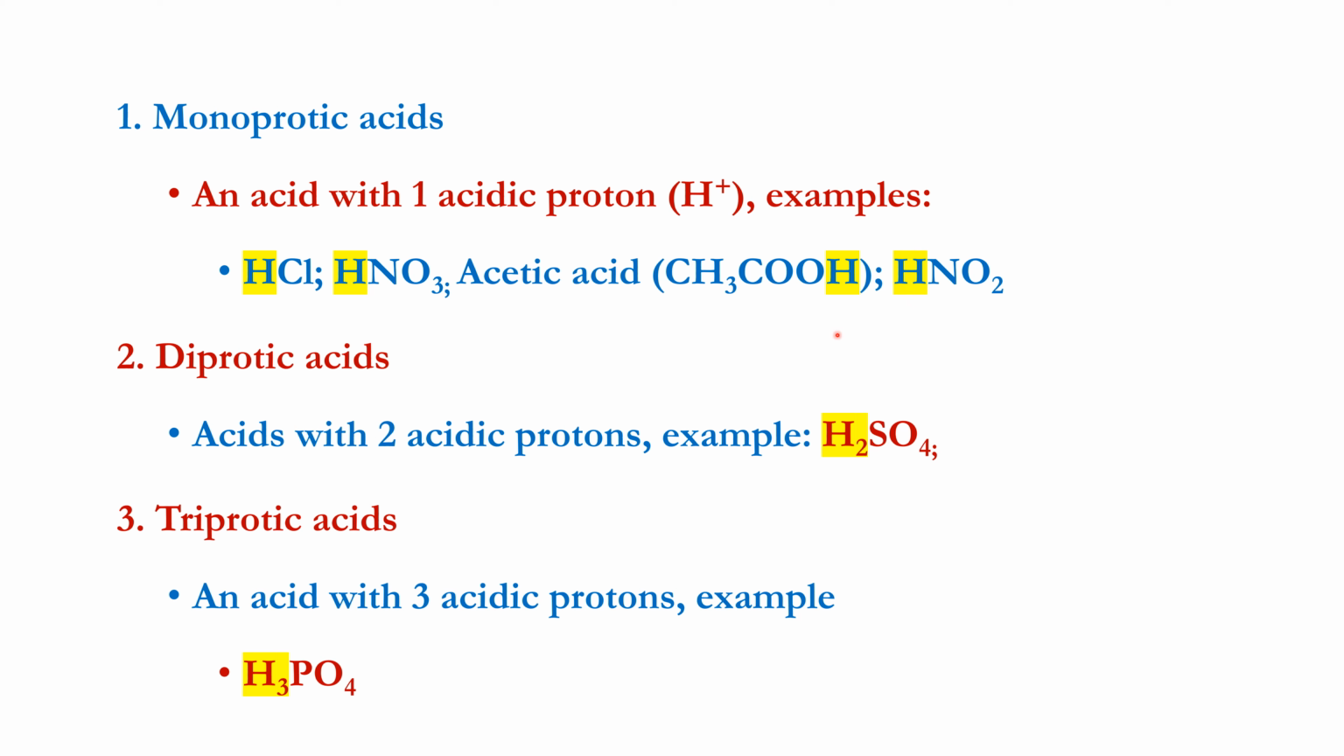Another type of acid is diprotic acid. What is a diprotic acid? A diprotic acid is an acid that contains two acidic protons. An example is H2SO4. So these are the two acidic protons. Another type of acid is triprotic acid. A triprotic acid is an acid that contains three acidic protons. An example is H3PO4, and these are the three acidic protons.